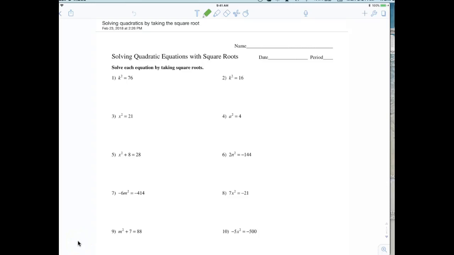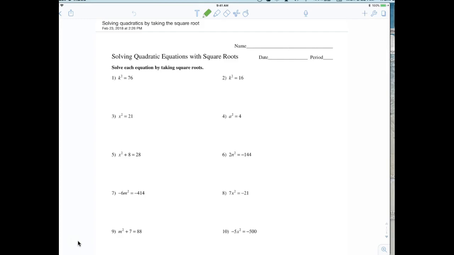Now, again, we're going to solve quadratics today using the square root. In the past, we've solved quadratics by factoring, and then we came to some problems that couldn't be factored. So it appeared as if there were no solutions. But in fact, that is not true. Quadratics always have two solutions.